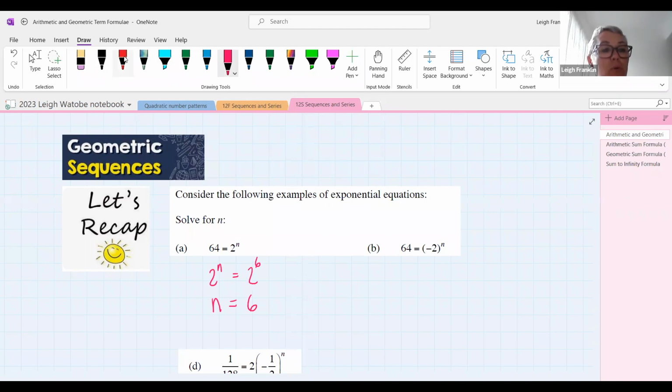Very, very important, guys. When you are doing this in maths, you must show this step. You've got to show the step where you equate the bases, and then you're going to work out what your answer is. You cannot skip that. Absolutely.